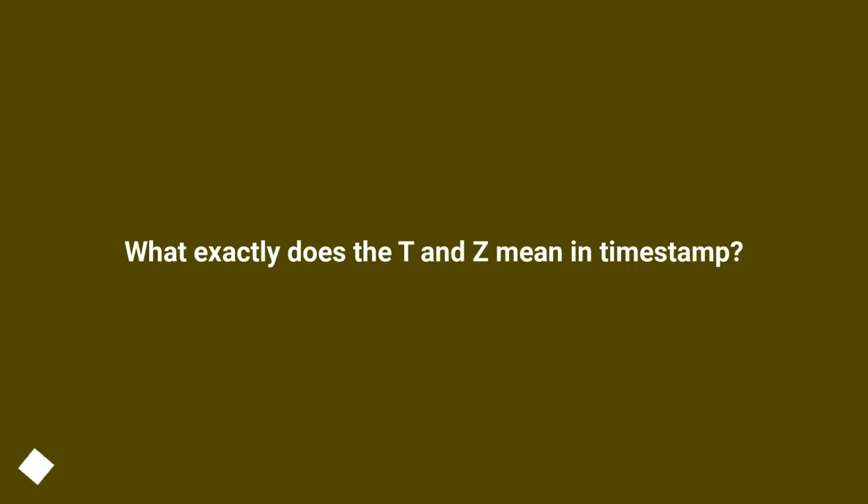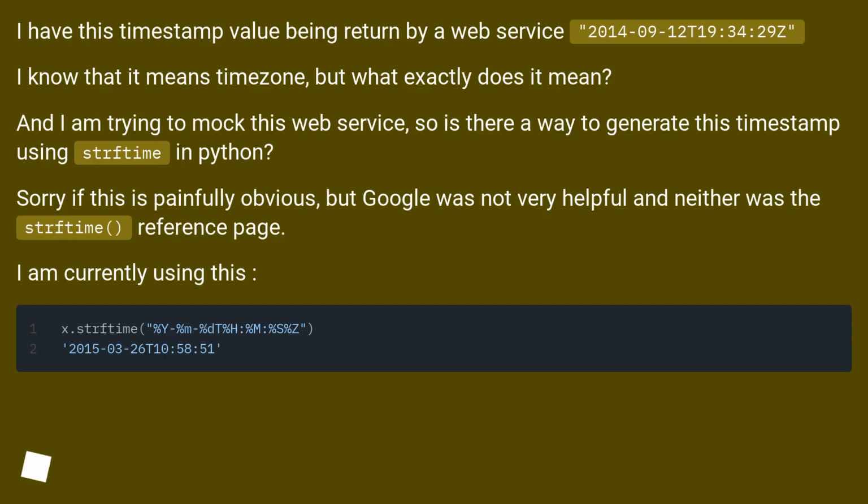What exactly does the T and Z mean in a timestamp? I have this timestamp value being returned by a web service: 2014-09-12T19:34:29Z. I know that it means time zone, but what exactly does it mean?